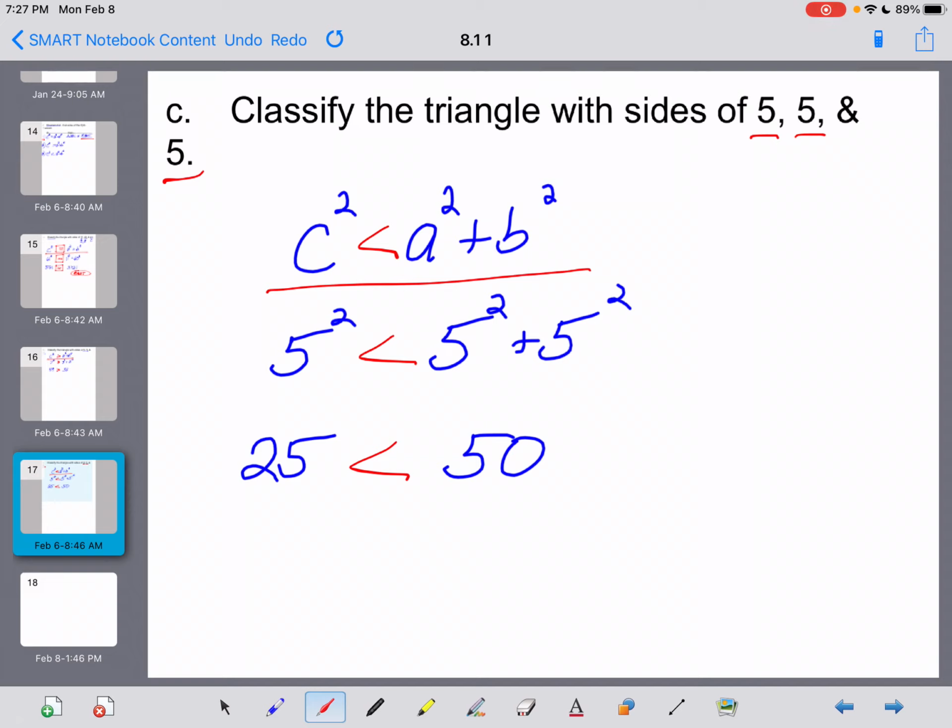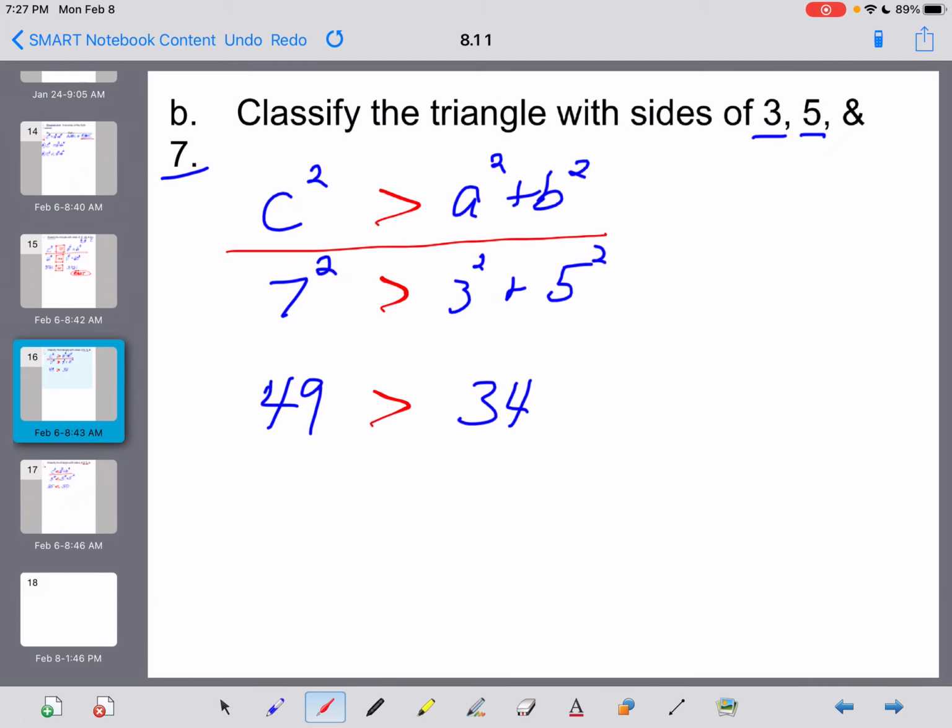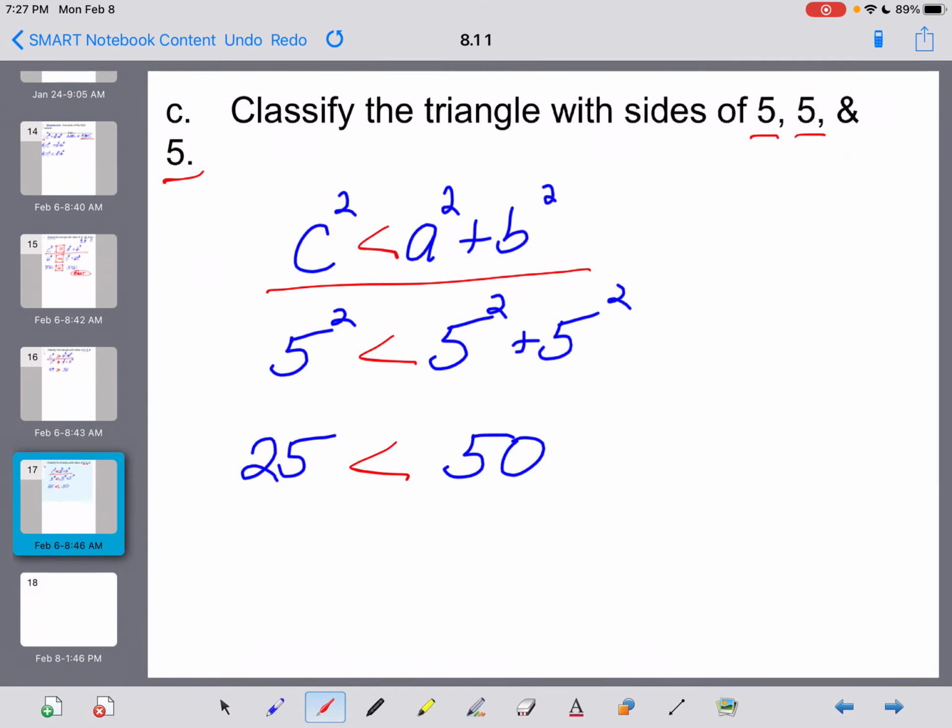Now, if it seems like I'm in the exact same spot where I was in the last example, you're kind of right, although it's different. But I want you guys to realize what kind of triangle we're dealing with here. With side lengths of 5, 5, and 5, this must be an equilateral triangle. All sides are congruent if they're all 5. And we already know, or at least we should, that in every equilateral triangle with 3 congruent sides, it must also have 3 congruent angles.